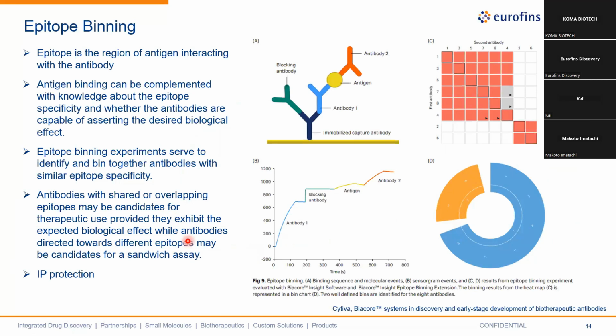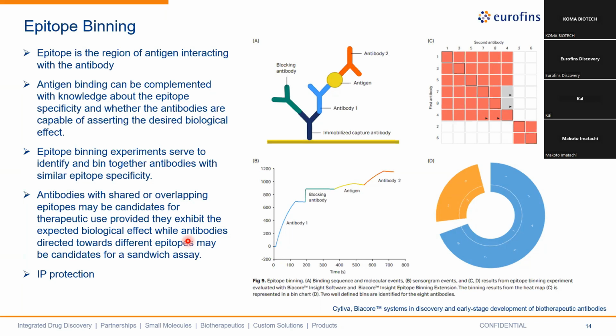So the same thing can work for large molecules as well. One of the very popular applications is called epitope binning. Epitope is the region of the antigen that interacts with the antibody. Okay, so when we do large molecule antibody discovery, we find many antibody clones that bind to the antigen. But we want to know whether those antibodies bind to the same part of the antigen or to a different part of the antigen. So that's called epitope binning.